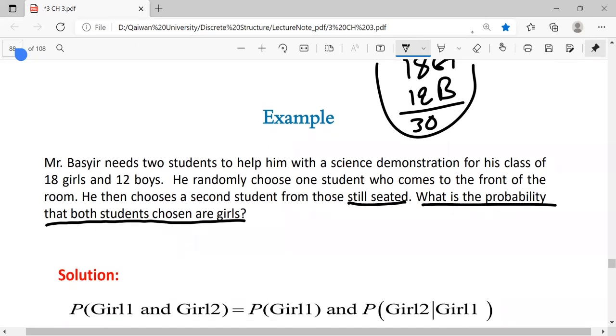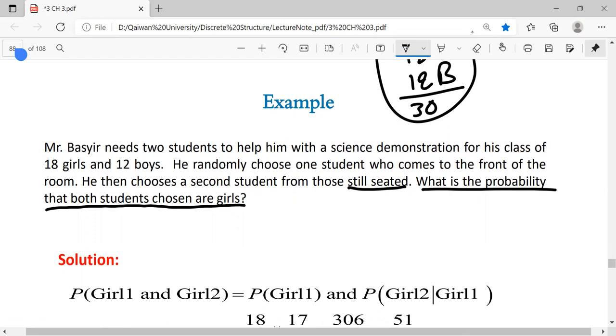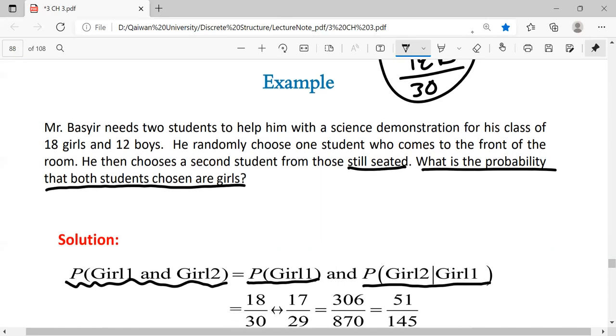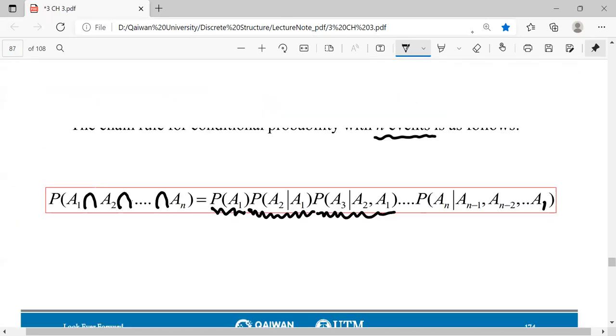We have two events. The first one is choosing the first girl, and the second event is choosing the second girl. Okay, we let the probability of both being girl one and girl two be the probability of girl one and probability of girl two given girl one. You apply the above rule as you see here.